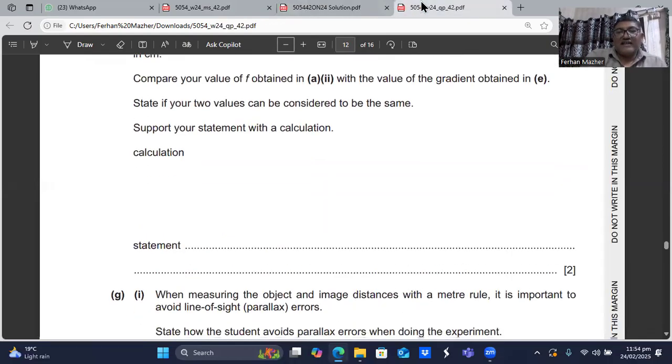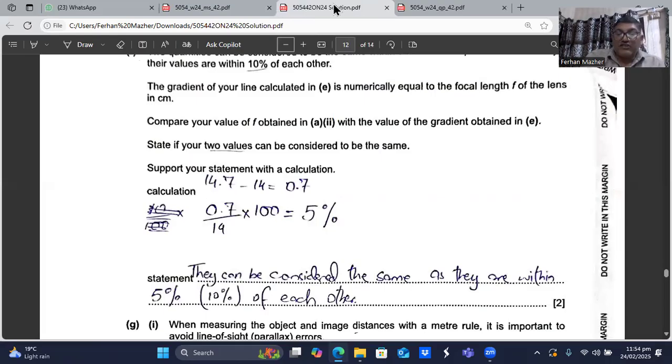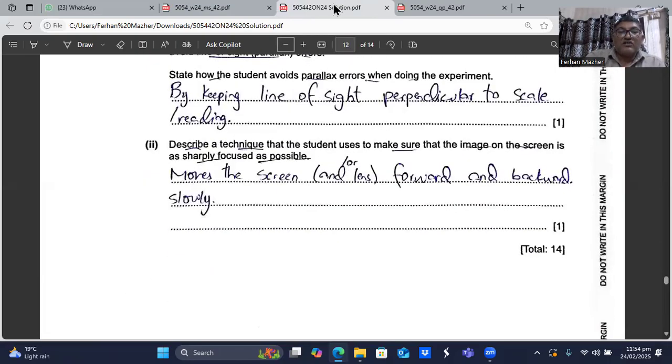So next thing they are asking us to do is G part, question number 3. When measuring the object and the image distances from a meter rule, it is important to avoid the line of sight or the parallax error. State how the student avoids the parallax error when doing the experiment. You see, the line of sight must be perpendicular to the scale, by keeping the line of sight perpendicular to the scale reading.